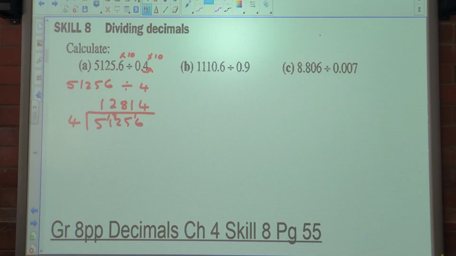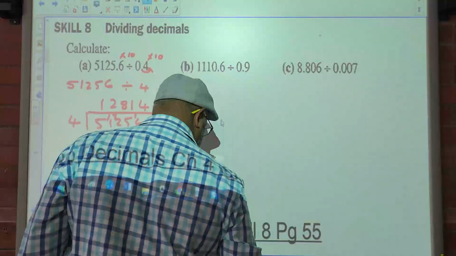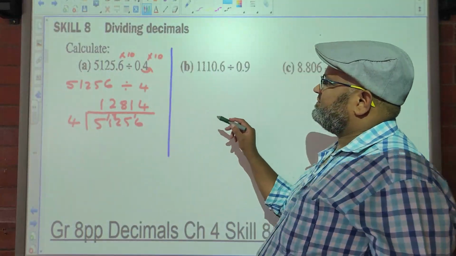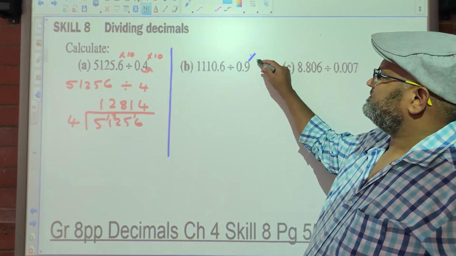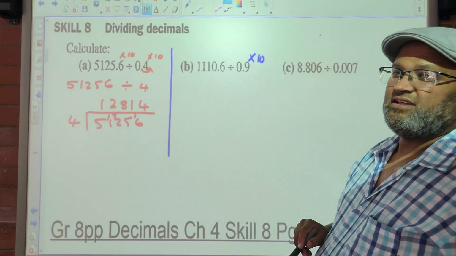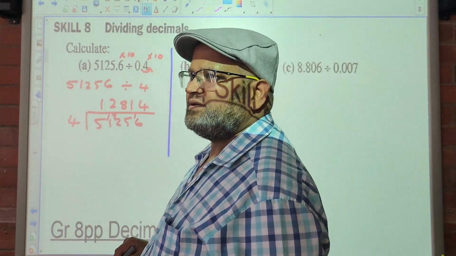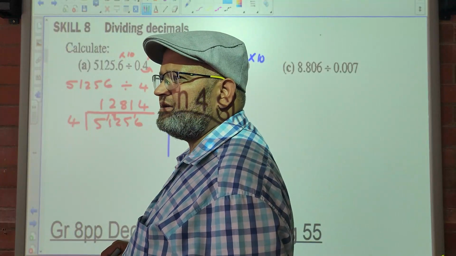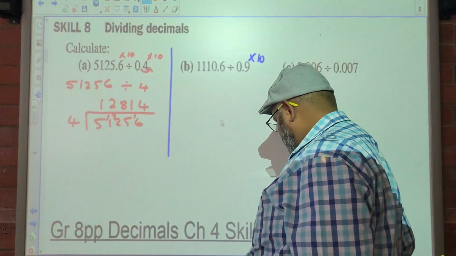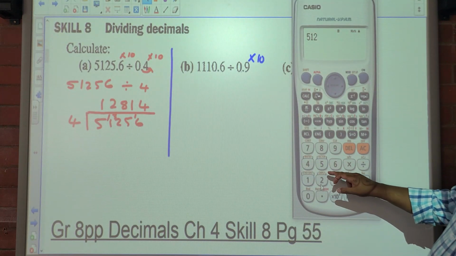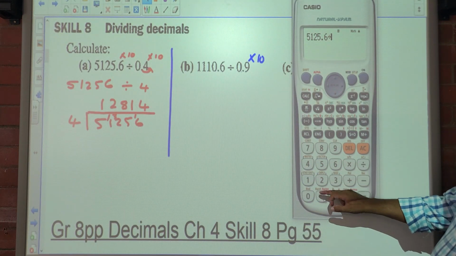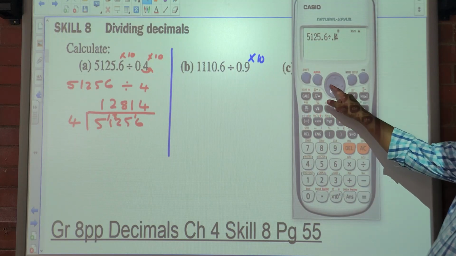Yes, Michael? Sir, I got 128 over 40. You made a mistake. You're not moving your comma properly. Okay? So let's look at this one here. So this number must multiply by 10. We're not going to add a comma. So you got 5.6 divided by 0.4.